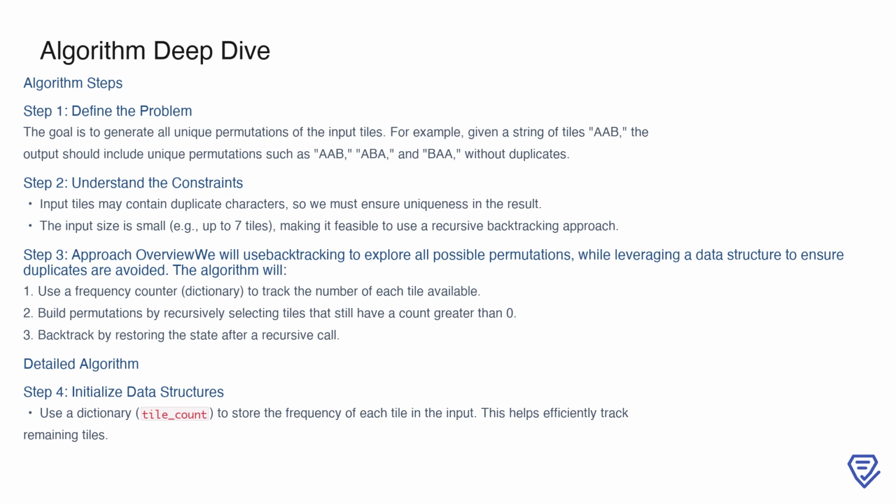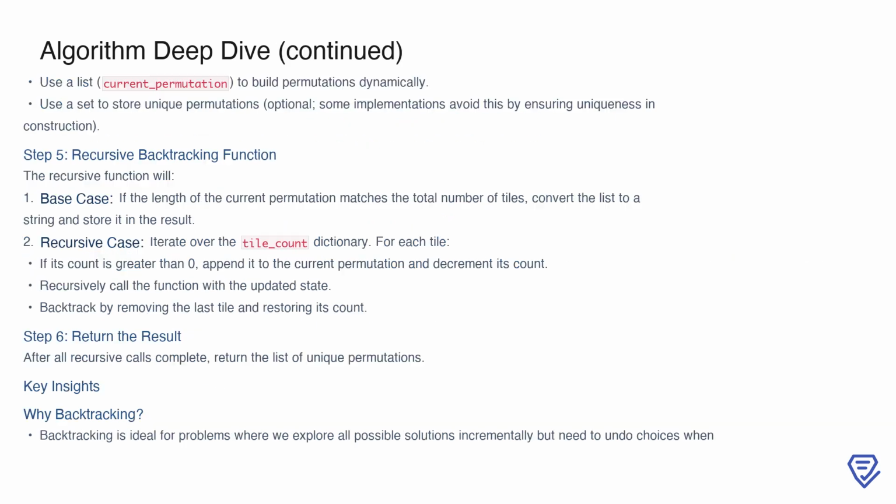We'll initialize our algorithm by creating a dictionary that counts the frequency of each tile, which allows us to dynamically manage which tiles can still be used as we build permutations step by step. In addition to the frequency counter, we'll use a list to construct permutations dynamically as we progress through the algorithm. Optionally, to ensure uniqueness, we can use a set to store the results, though this can often be avoided by ensuring uniqueness during the construction phase itself.